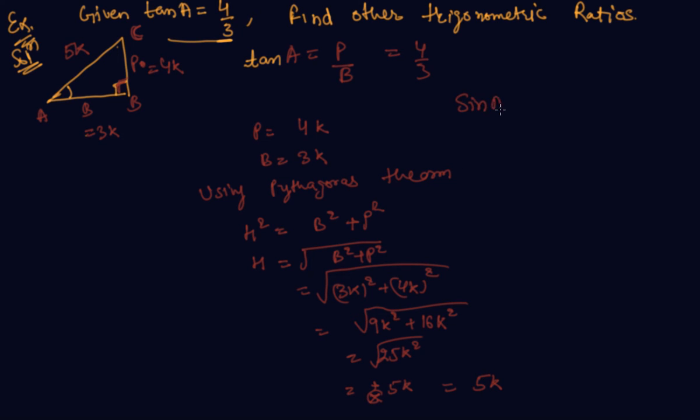So the formula of sine A is perpendicular by hypotenuse. Now it is very easy for us. Perpendicular is 4k and we also know the value of h is 5k. So it will come out to be 4 by 5.